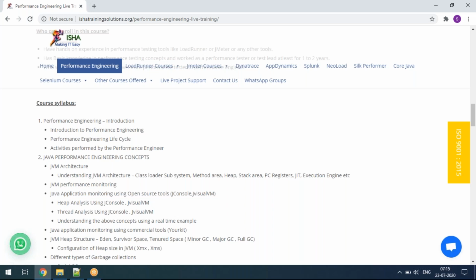So first we should know why performance engineering, and then the performance engineering life cycle. Each activity has one: software development life cycle, SDLC; software testing life cycle, STLC; performance testing life cycle, PTLC. Like that, you have a performance engineering life cycle also. When we go through our course journey, I will explain the performance engineering life cycle and all the activities done in each phase of that cycle.